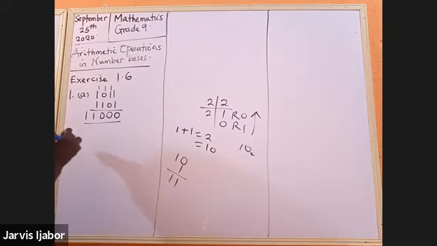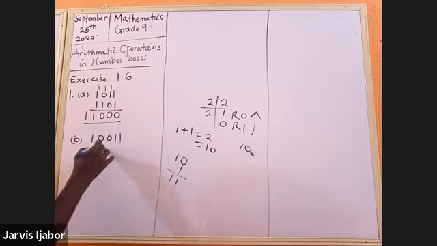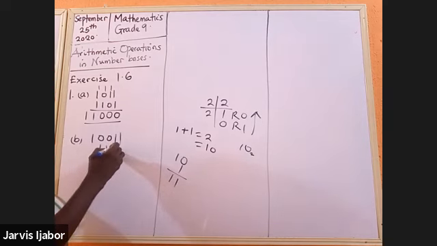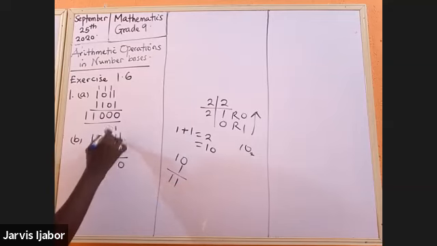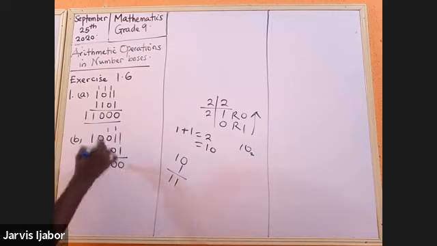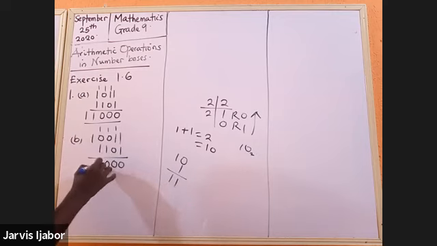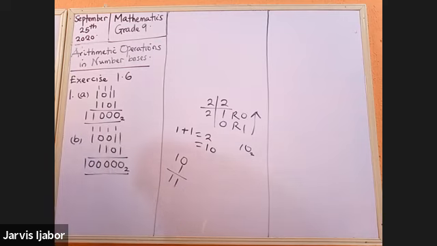B. 10011 plus 1101. 1 plus 1 is 0, carry 1. 1 plus 1 is 0, carry 1, and so on. This is base 2. Always remember to put base 2 at the end of it. Anybody in confusion? Trust not.